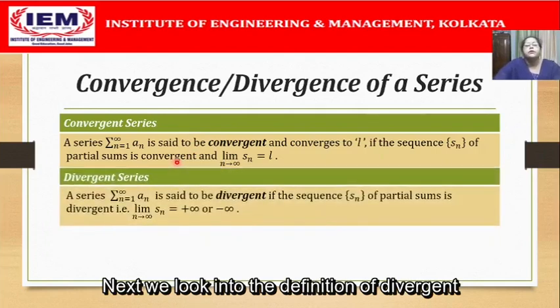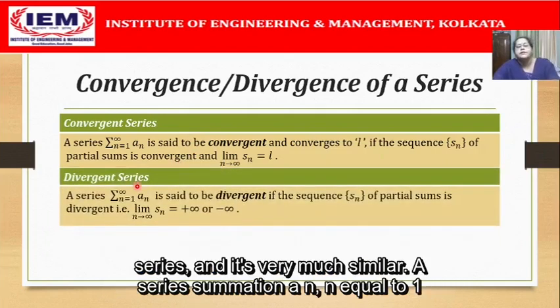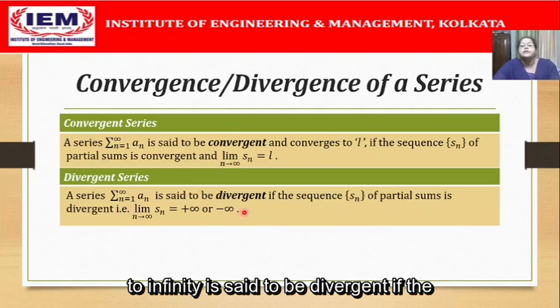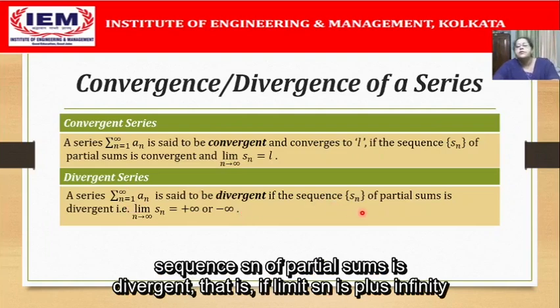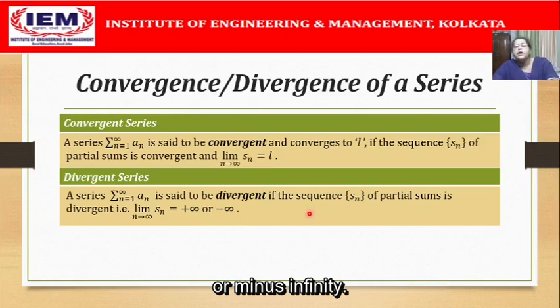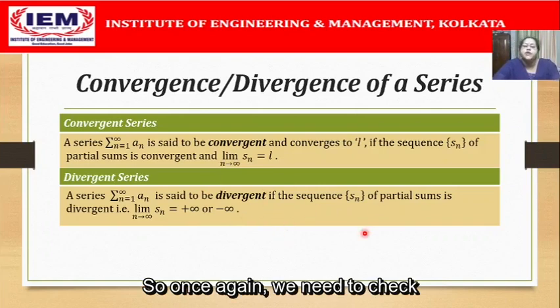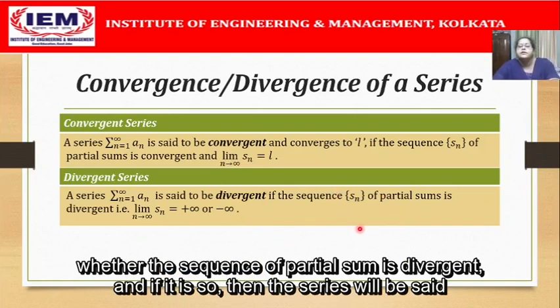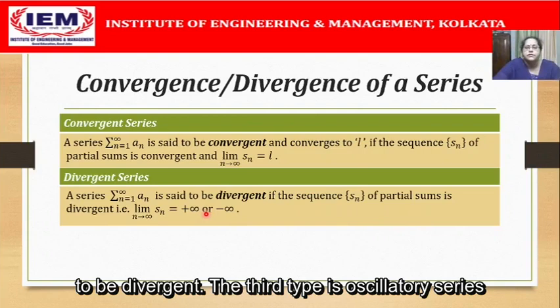Next, we look into the definition of divergent series, and it's very much similar. A series summation n equal to 1 to infinity is said to be divergent if the sequence Sn of partial sums is divergent. That is, if limit Sn is plus infinity or minus infinity. So once again, we need to check whether the sequence of partial sums is divergent, and if it is so, then the series will be said to be divergent.